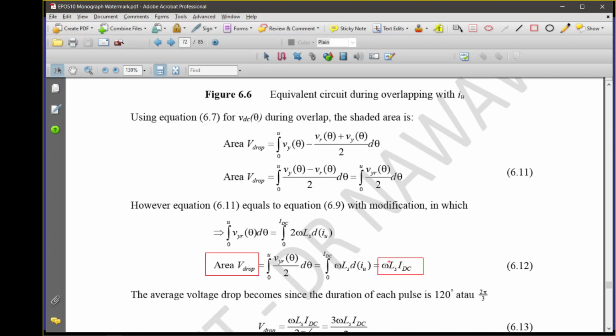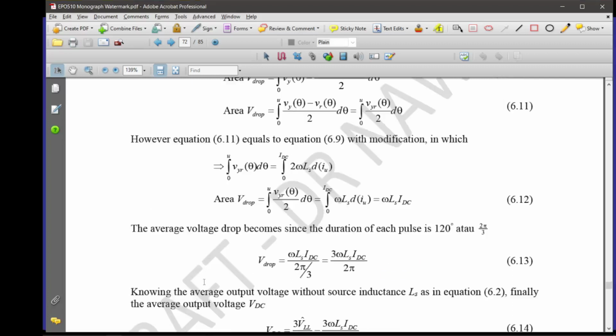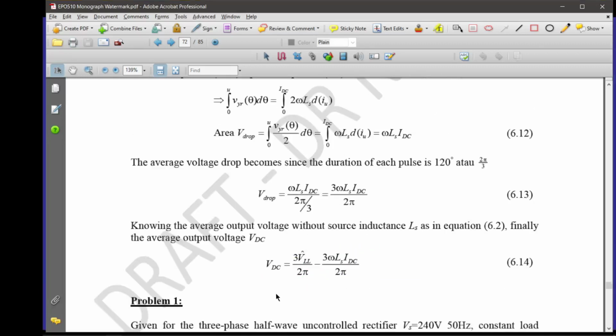We know each pulse of the output voltage consists of only 2 pi over 3, which is 120 degrees. To get the average, you just divide by that 2 pi over 3. So that gives you 3 omega Ls IDC over 2 pi. Right? So this is taken from the previous equation without the source inductance, and then you just minus the voltage drop, the average of the voltage drop.